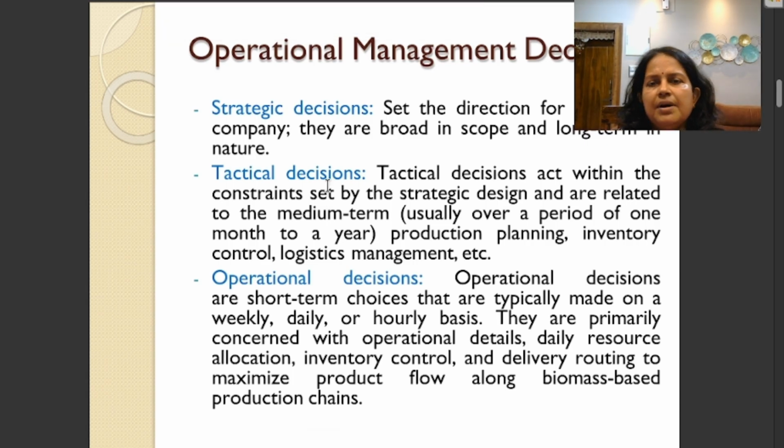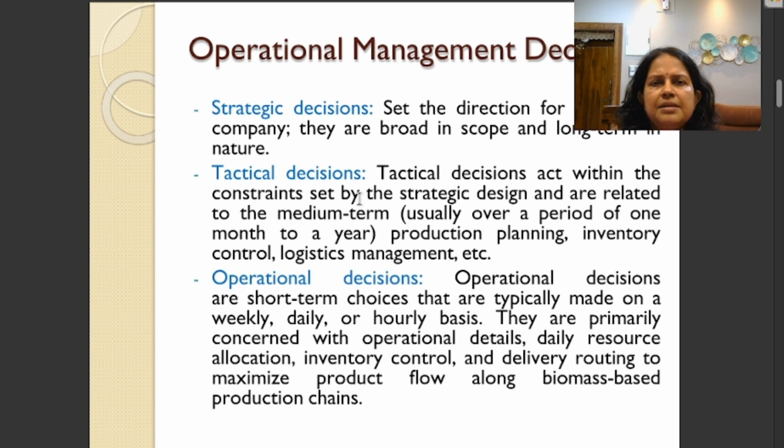Now we'll discuss decision making. The level of decision making in any organization is divided into three parts. First one is your strategic level decision. Second is your tactical level decision. And third one is operational level decision. What is strategic level decision? Strategic level decision is a long-term decision.